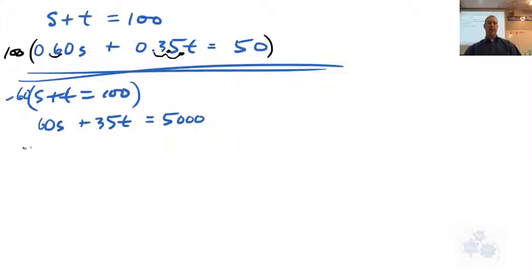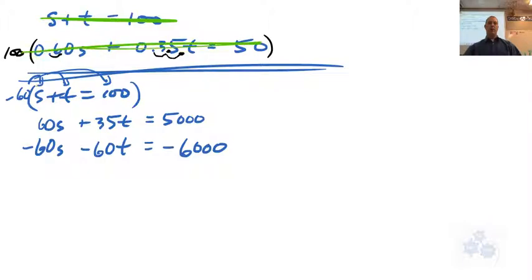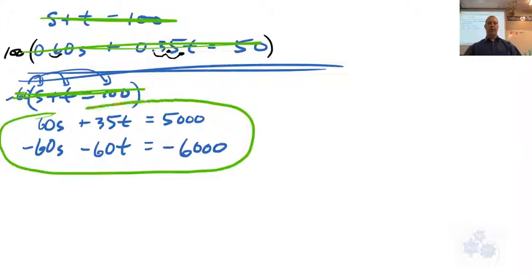So let's rewrite that down here. I have negative 60s minus 60t equals negative 6,000, because this 60 is multiplied into each term there. So that's dealt with, and now this is gone. I'm just looking at these two equations right here. Those are the same two equations that I started with. They just look a little different. You can multiply both sides of an equation by anything and not change the nature of that equation.